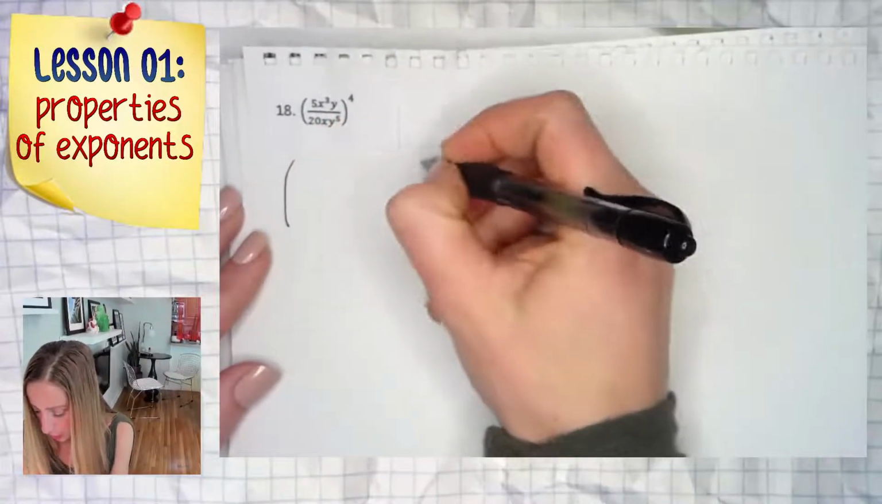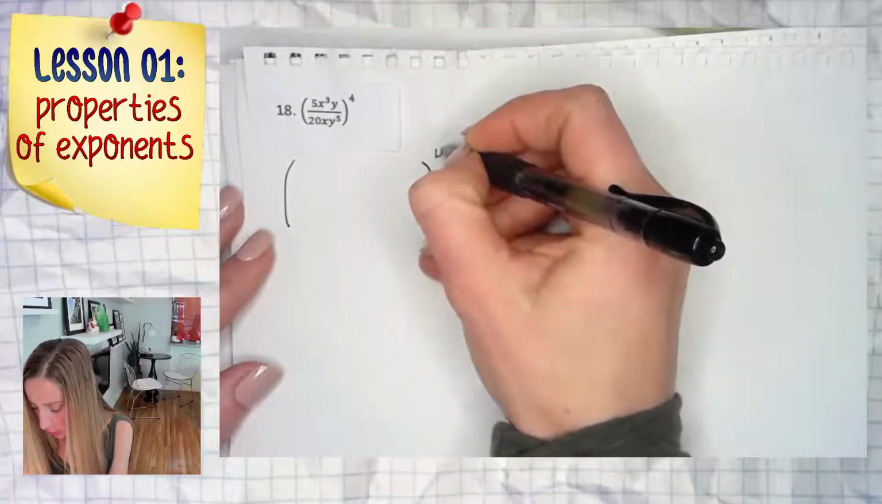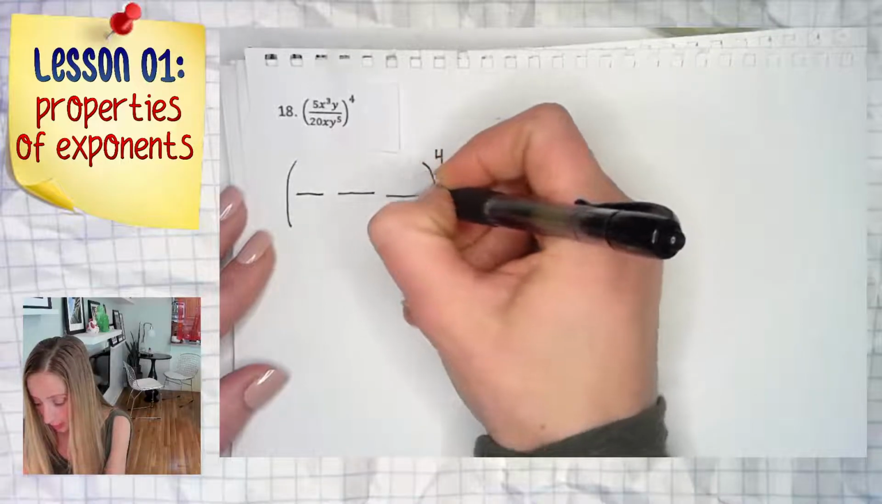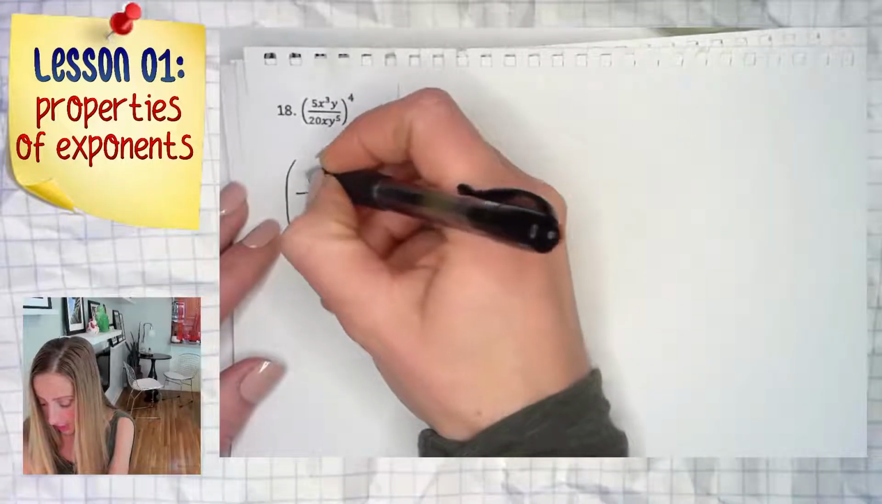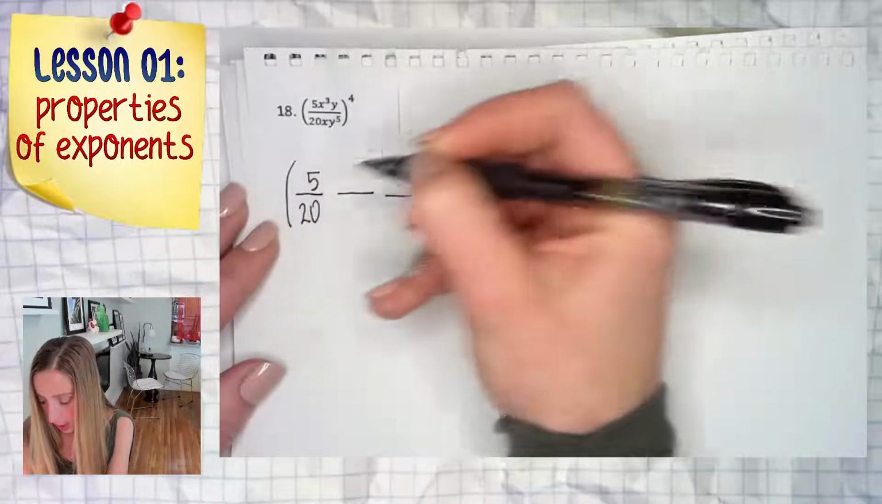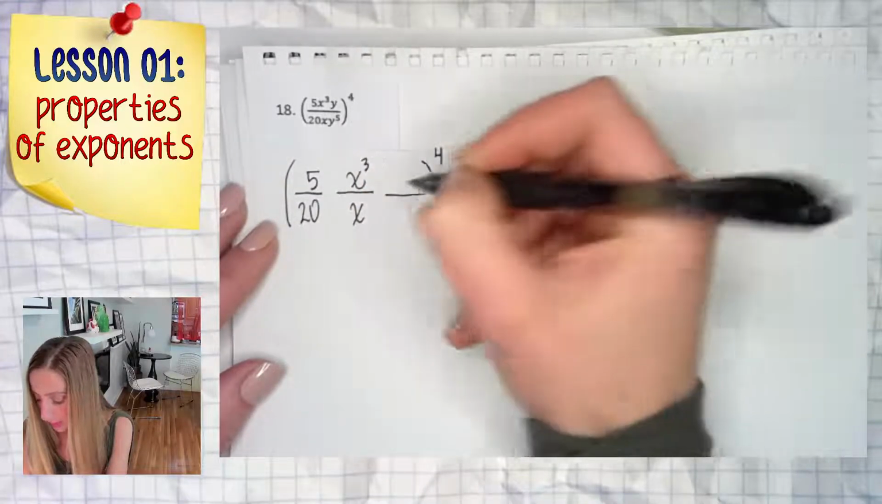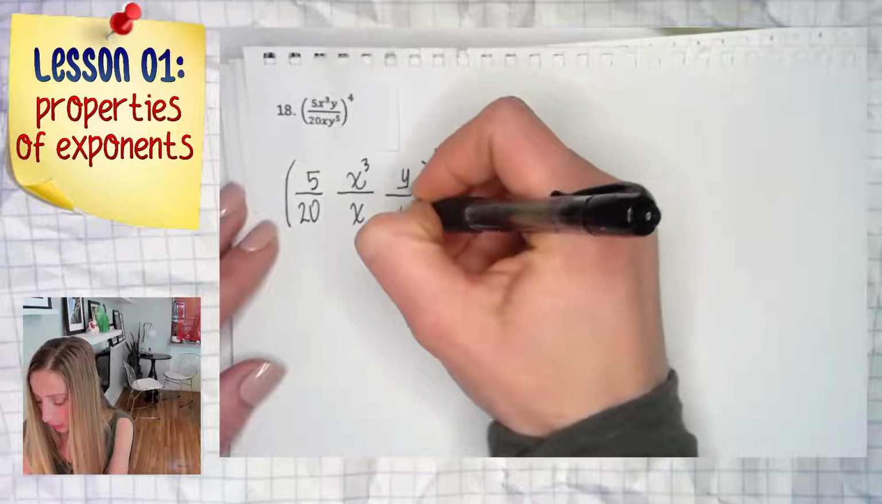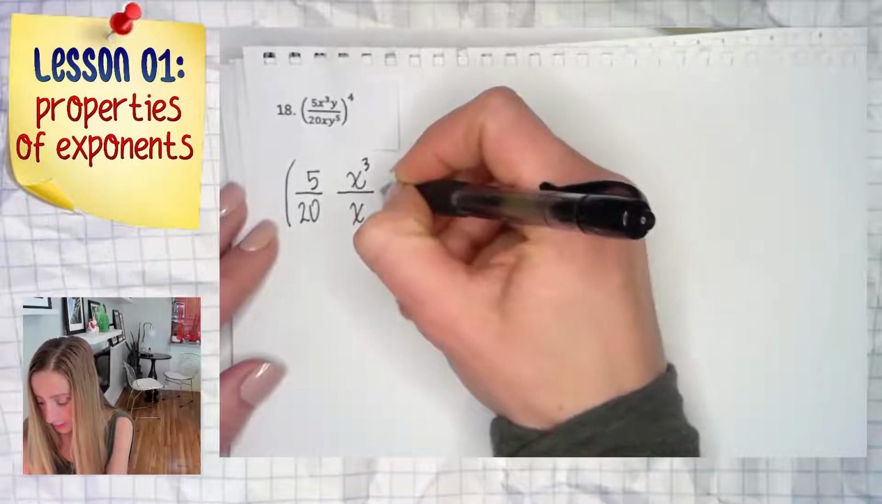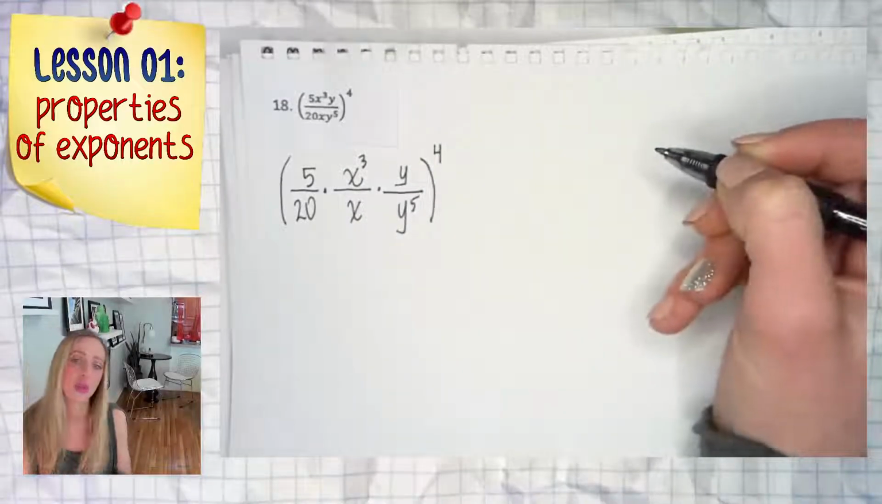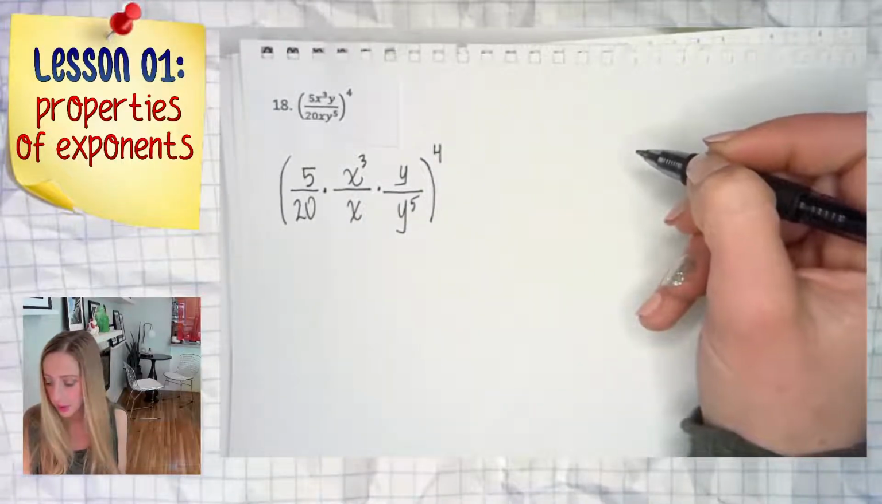I'm going to dissect everything, so I'm showing you more or less how your brain should be separating it. We have 5 over 20 in here. We have x to the third over x in here. We have y over y to the fifth in here. These are all being multiplied by one another. And we can reduce anything from the numerator with anything from the denominator.